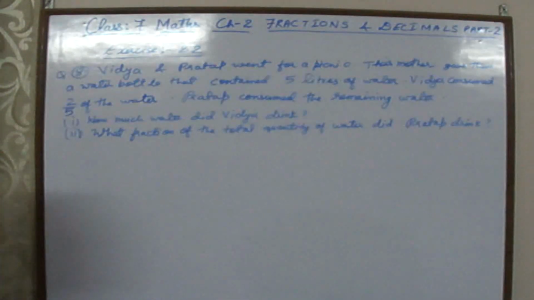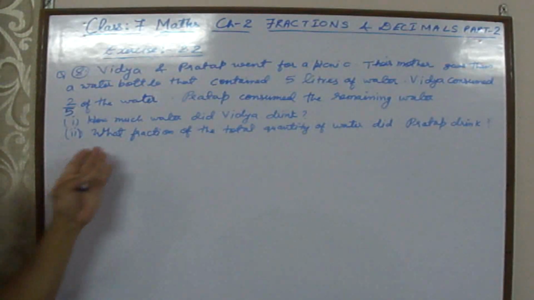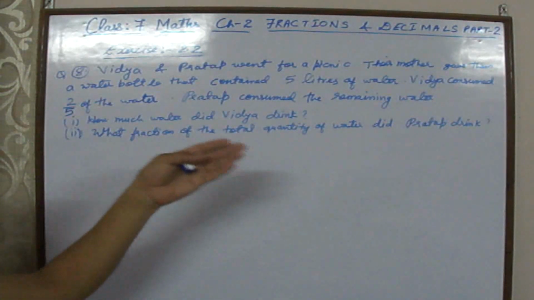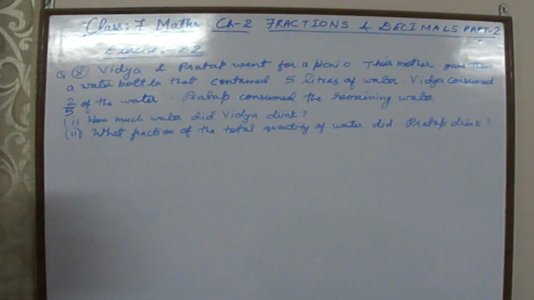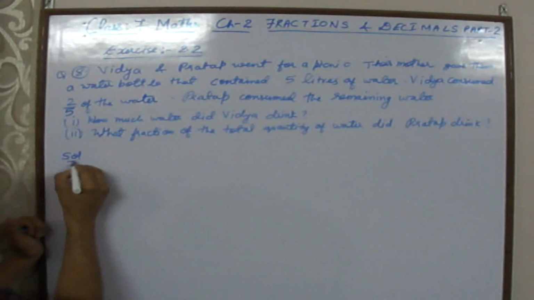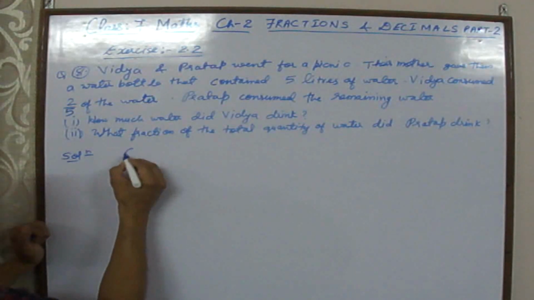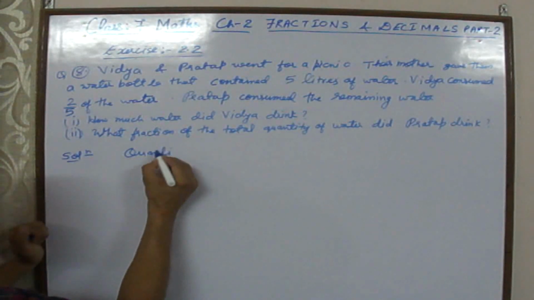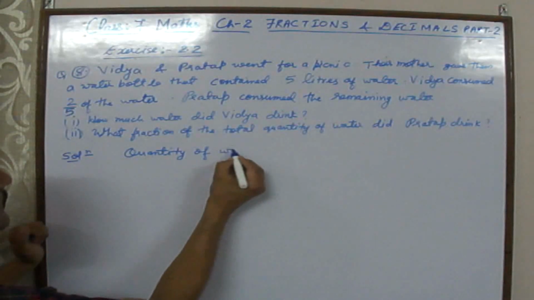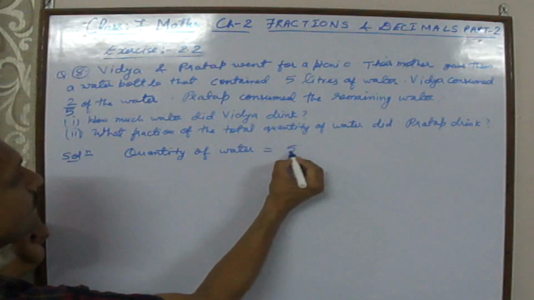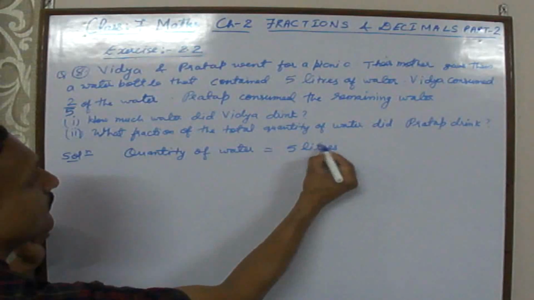Pratap consumed the remaining water, whatever water was left is consumed by Pratap. Now the question is, how much water did Vidya drink? We have to find out. And secondly, what fraction of the total quantity of water did Pratap drink? We have to find out the fraction of water Pratap drank. So let's find out the solution. We know what is given to us: quantity of water is 5 liters.